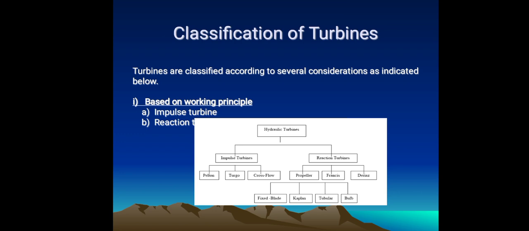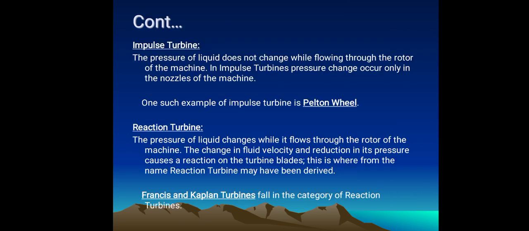This is the classification chart of the turbines. Turbines are mainly classified into impulse and reaction turbines. In that, the impulse turbine is classified into Pelton, Turgo, and Crossflow. The reaction turbine is classified into propeller, Francis, and Deriaz. The propeller turbine is further classified into fixed blade, Kaplan, tubular, and bulb.